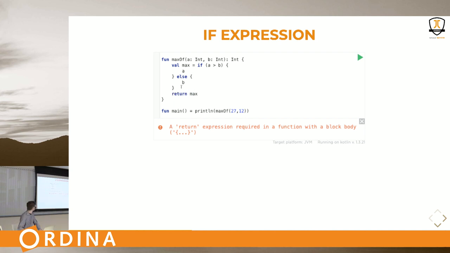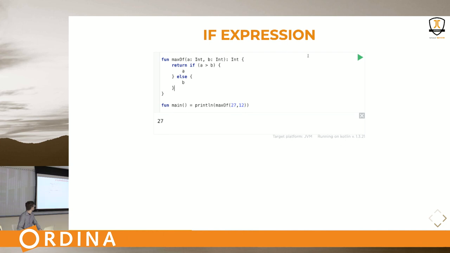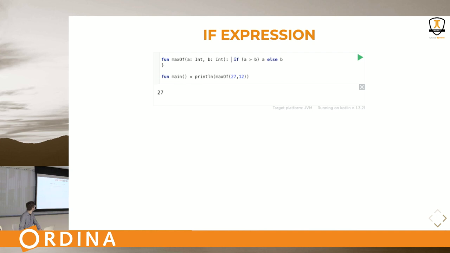Return max, then it should work. So 27, but of course this is very redundant, so we can just return immediately, or even clean it up further and just say that this is A or else B, and then even we can use an expression block and make it really short like this.